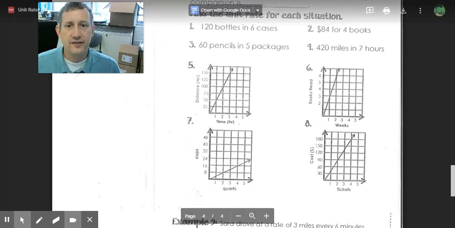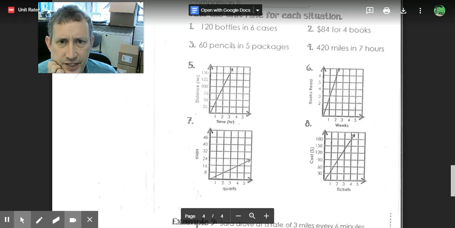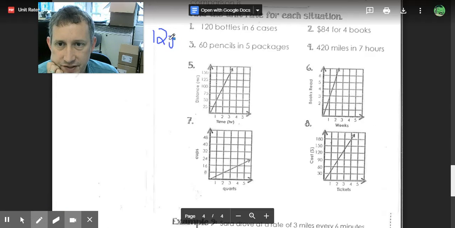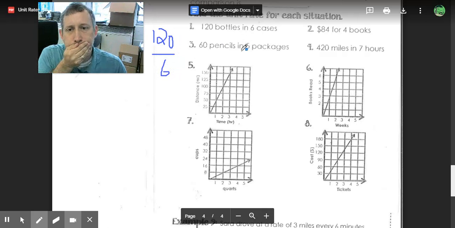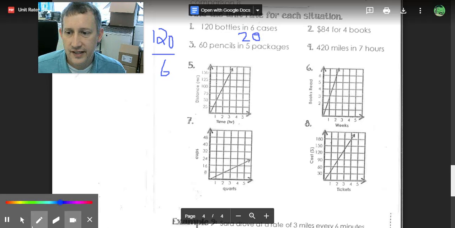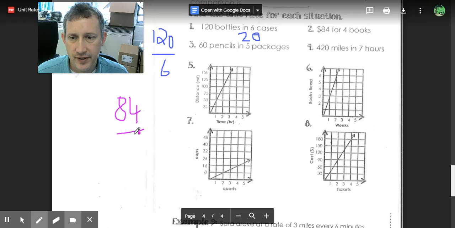Okay, unit rate. Remember what we do? We just take one and divide it by the other. 120 divided by 6. 120 divided by 6 is 20. So we got 20 here. And for this one, we have 84 divided by 4. 84 divided by 4 is 21.